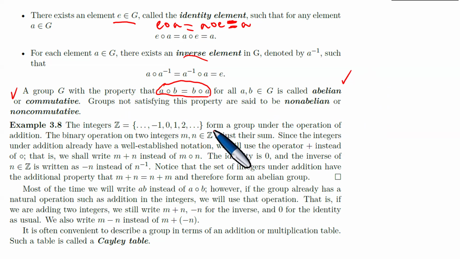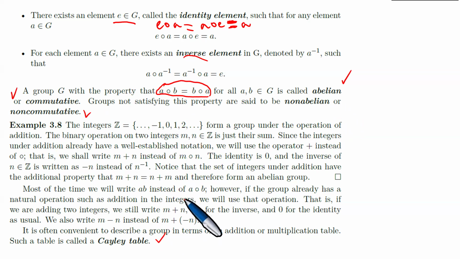Groups not satisfying this property are said to be non-abelian or non-commutative. Okay, there are groups that are called commutative, groups that are called non-commutative, groups that are called abelian, and groups that are called non-abelian. After Abel, a French mathematician.